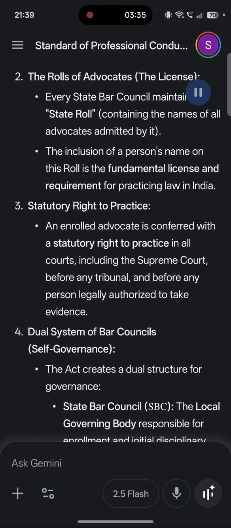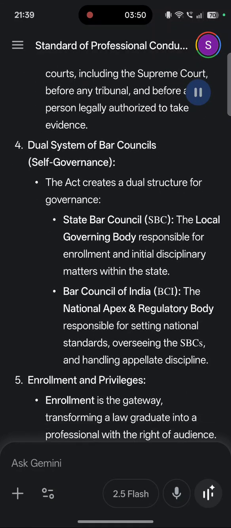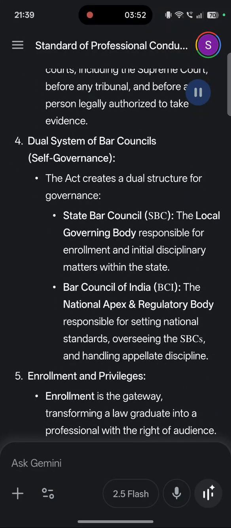3. Statutory right to practice. An enrolled advocate is conferred with a statutory right to practice in all courts, including the Supreme Court, before any tribunal, and before any person legally authorized to take evidence. 4. Dual system of bar councils, self-governance. The Act creates a dual structure for governance.